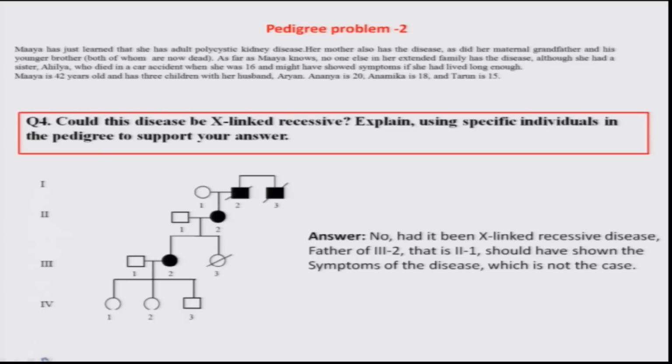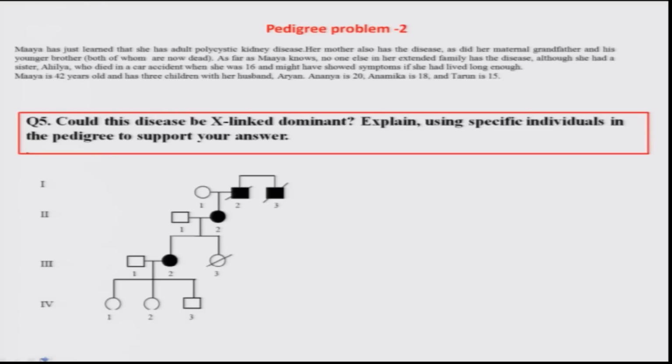Now, let us look into the fifth question. Could this disease be X-linked dominant? Explain using specific individuals in the pedigree to support your answer. Again, if it is X-linked, then it passes from male to female and from female to both genders, like to her sons and daughters.